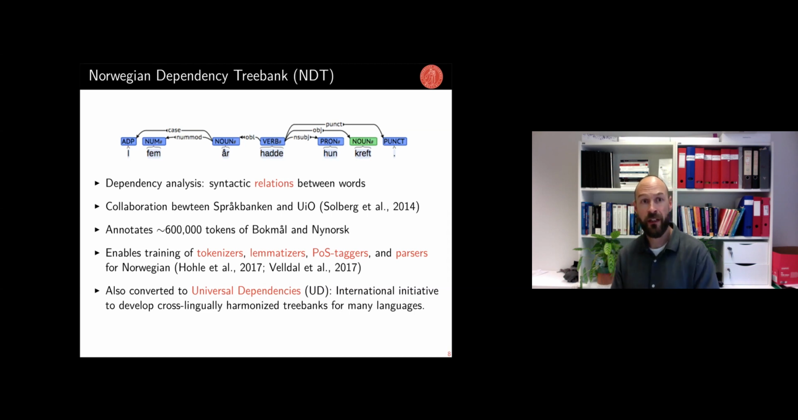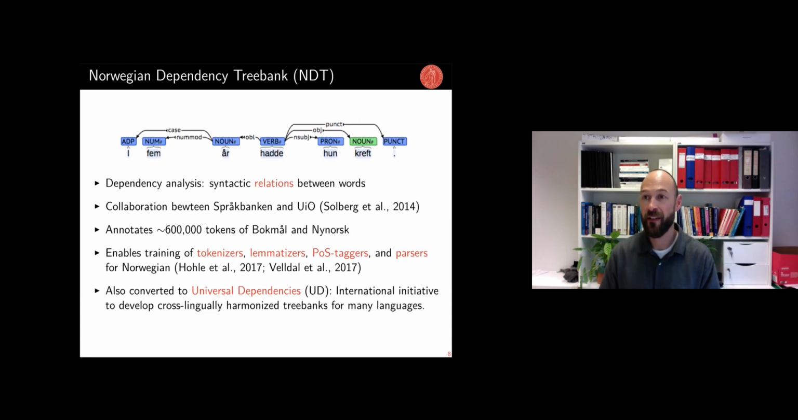And the first one I thought I'd mention is the Norwegian Dependency Tree Bank, NDT, which was released back in 2014 as a collaboration between Språkbanken, the language bank of the National Library, and also the University of Oslo, including the Language Technology Group. And a tree bank is a resource that stores gold standard information about grammatical relations of sentences. And in this particular case, it's based on so-called dependency relations. So you see an example at the top here.